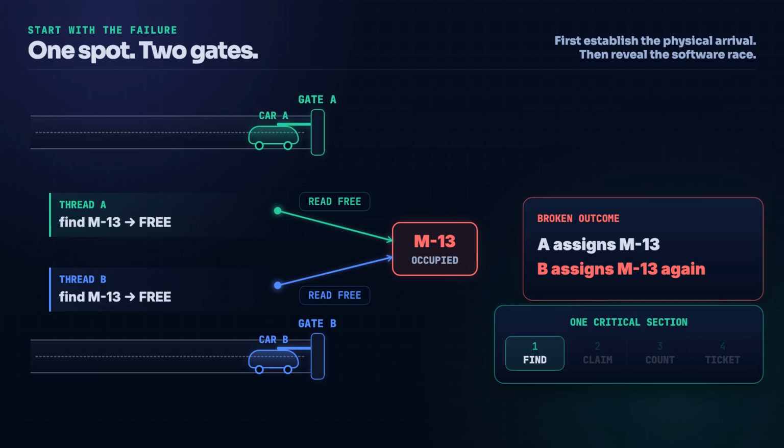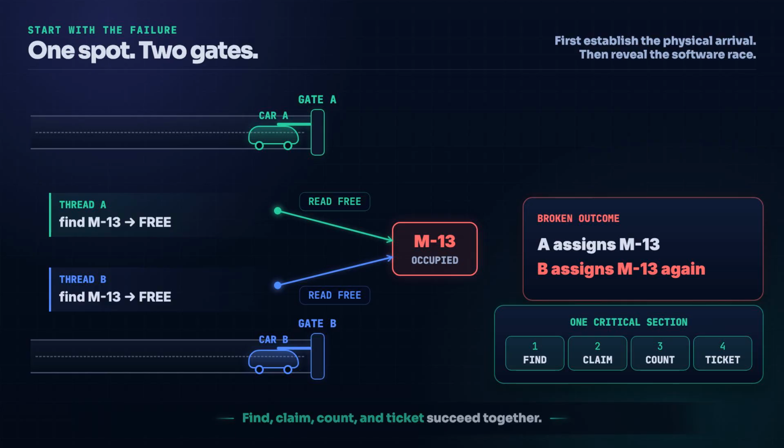First, find a compatible free spot. Second, claim that exact spot for this vehicle. In the same protected operation, decrease the available count for the matching floor and spot type. Then create the ticket that records which vehicle received which spot. All four steps must succeed together.